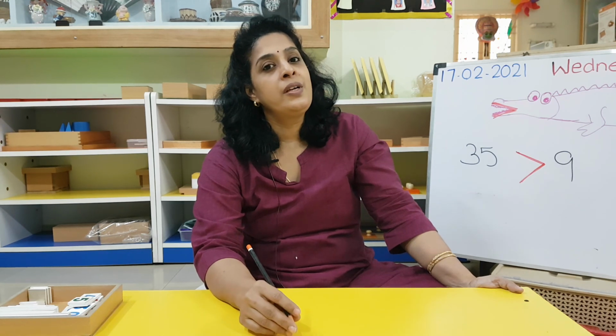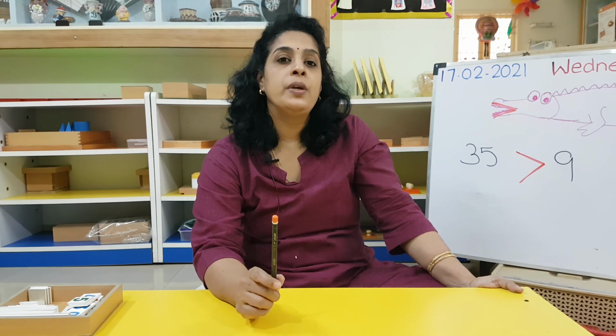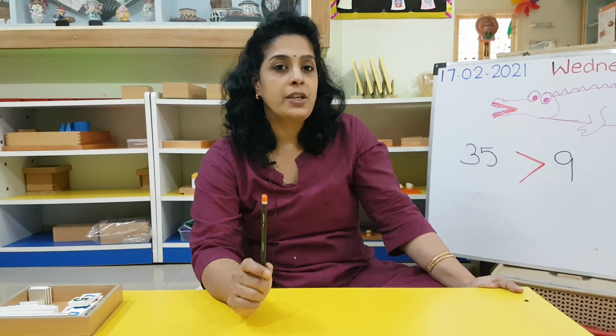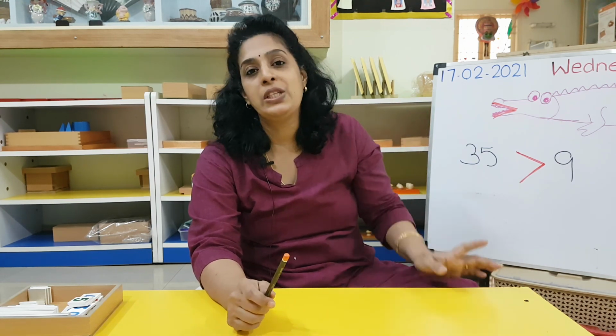So that is all children for this week. Maths, you will be doing the greater than and lesser than symbol and one page in subtraction. So pages 3, 4 and 22.